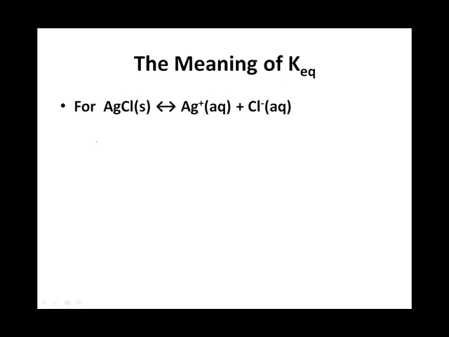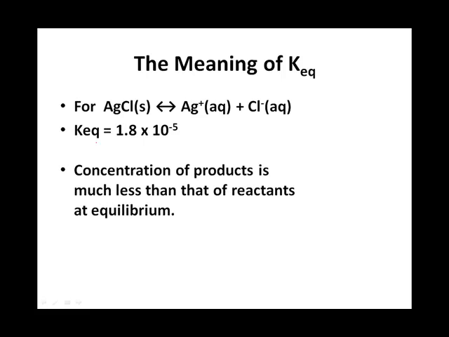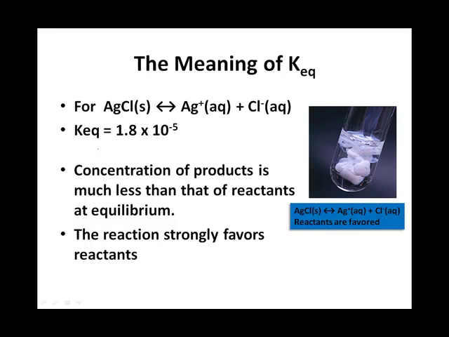Here's another example. We have silver chloride, which is a solid, and we have aqueous silver ions and chloride ions in solution. And our KEQ value is 1.8 times 10 to the negative 5. So what does this tell us? Well, this tells us that the concentration of products is much less than that of the reactants at equilibrium. Therefore, the reaction is strongly favoring the reactant side.